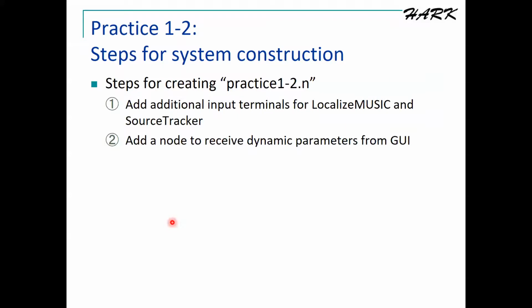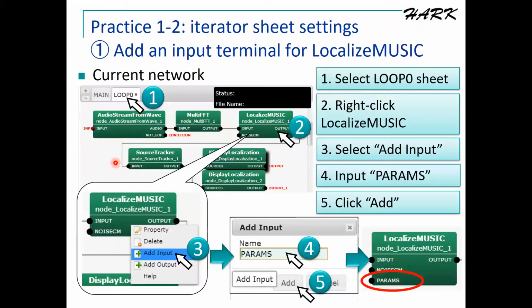The first step is to add additional input terminals for LocalizeMusic and SourceTracker. The second step is to add 1 node and 2 links to your current network. First of all, you need to add input, so right-click LocalizeMusic and select Add Input. Then, this window is displayed. Please enter PARAMS here in uppercase. After that, PARAMS will appear in the input of LocalizeMusic like this.